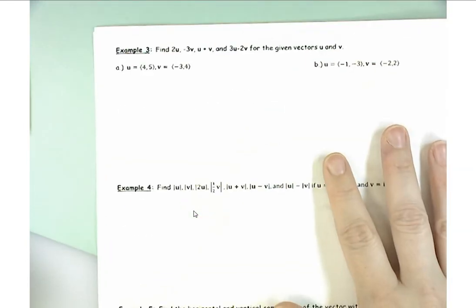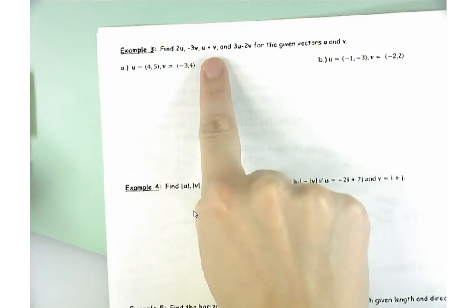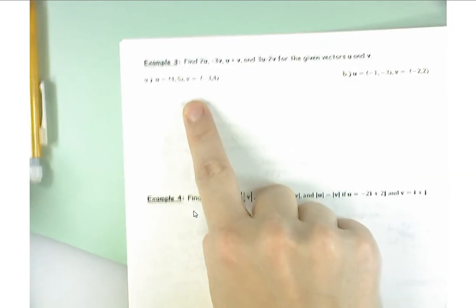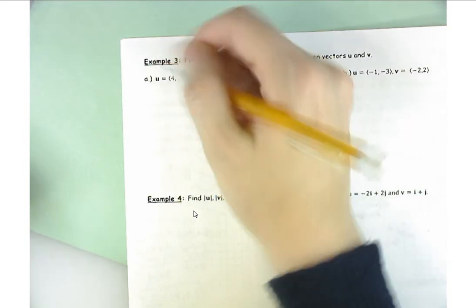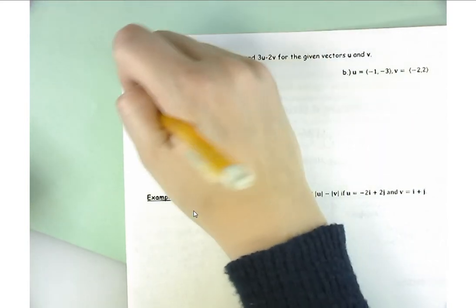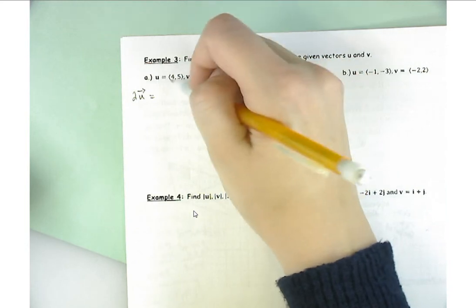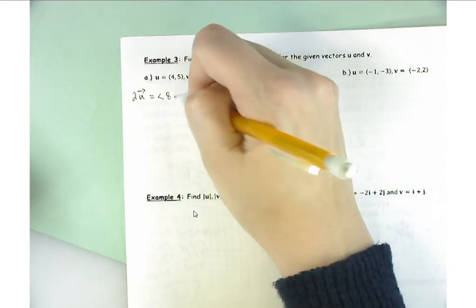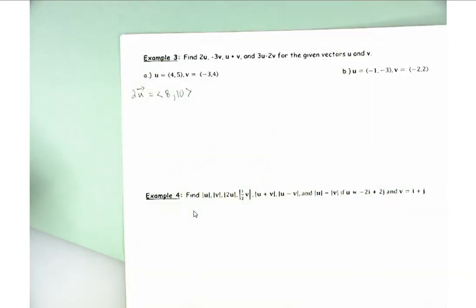Okay, so what you're going to do is find 2u, negative 3v, u plus v, and 3u minus 2v for the given vectors. I'm going to do 2u with you, and then I'm sure you could even do that one by yourself, but I'm going to have you do the rest. If you're doing 2u, you're just going to distribute the 2. So 4 times 2 is 8, 5 times 2 is 10, so 2u is going to be 8, 10, in component form.